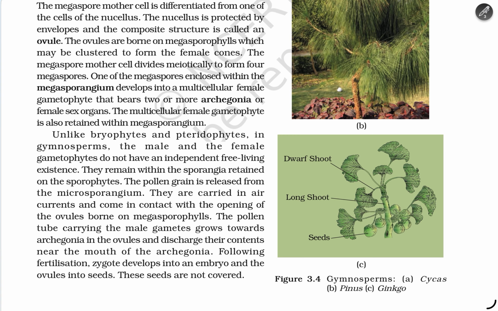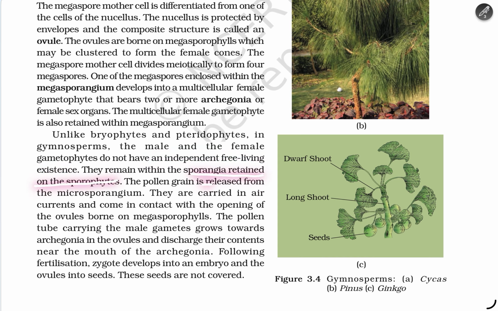The megaspore mother cell divides meiotically to form 4 megaspores. One of the megaspores enclosed within the megasporangium develops into a multicellular female gametophyte that bears 2 or more archegonia, the female sex organs. The multicellular female gametophyte is also retained within the megasporangium. Unlike in bryophytes and pteridophytes, in gymnosperms the male and female gametophytes do not have an independent free-living existence. They remain within the sporangia retained on the sporophytes.